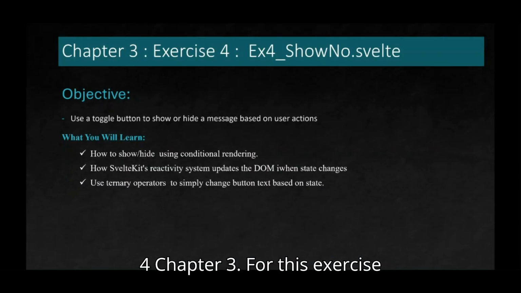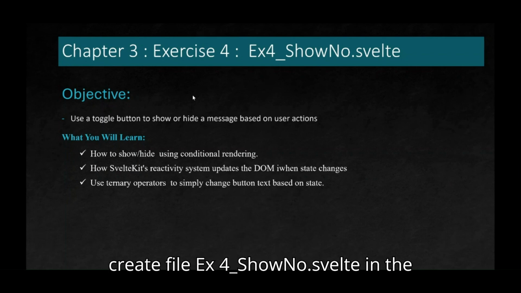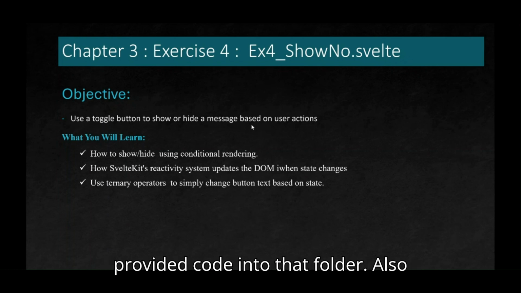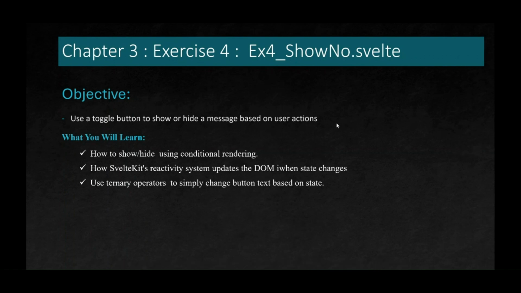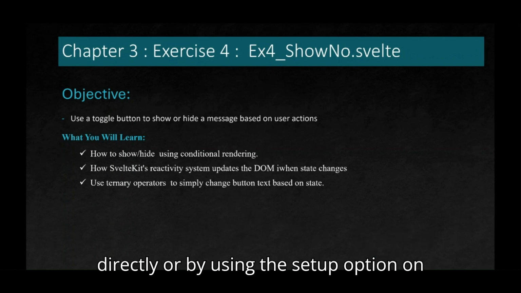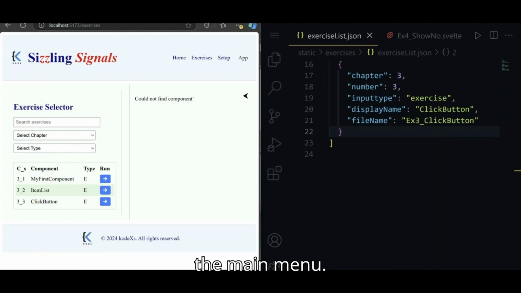This is exercise 4e chapter 3. For this exercise, create file x for _showno.svelte in the libdata chapter 3 folder or copy the provided code into that folder. Also, as with every exercise and challenge, you will update the exercise list.json file in the static exercises folder either directly or by using the setup option on the main menu.